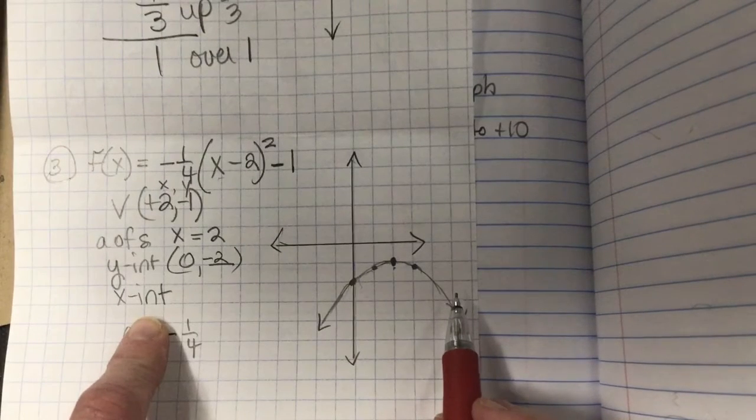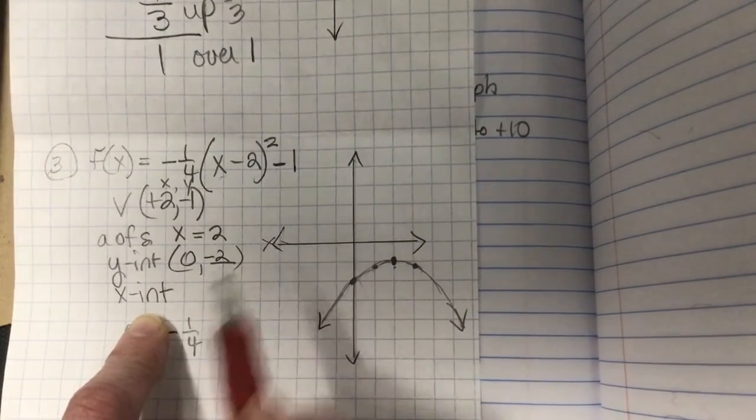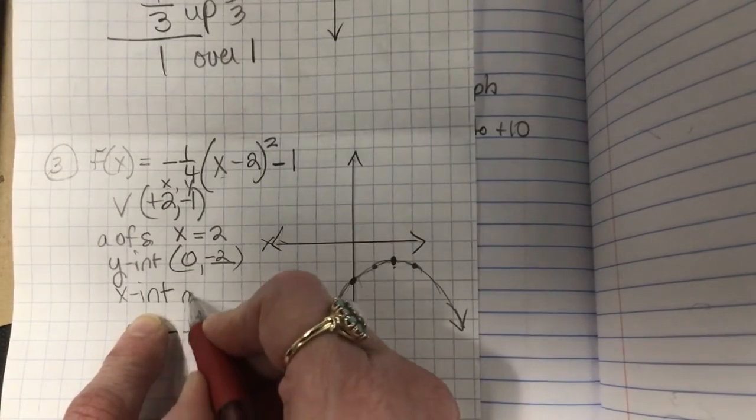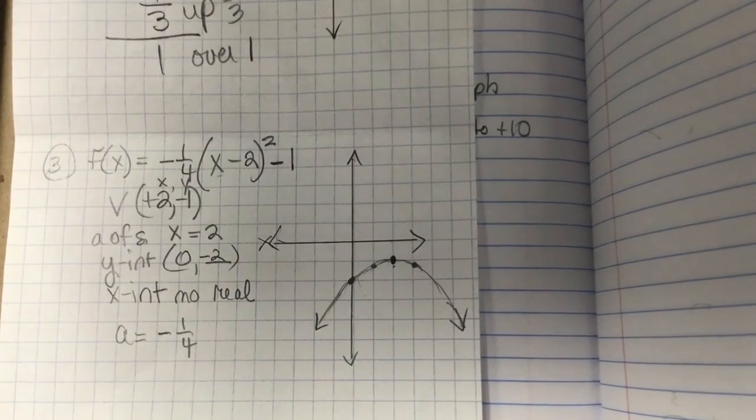Now, what about x-intercepts? Where does it cross or touch the x-axis? It doesn't, does it? Now, here's the real weird part. You can say none. I prefer no real x-intercepts because here's the weird part. There actually are 2 zeros every time. 2 intercepts, sometimes they're called zeros. We'll talk about that later too. And that's what your calculator calls them.